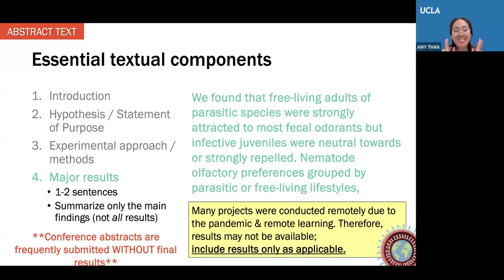So this is just to hammer home or hammer in, I'm not sure what the expression is, but just to really emphasize that it's okay to not have results at this stage of your research project. Abstracts should be preliminary and in the earlier stages of the project. Although it would be nice if you had some results to share.